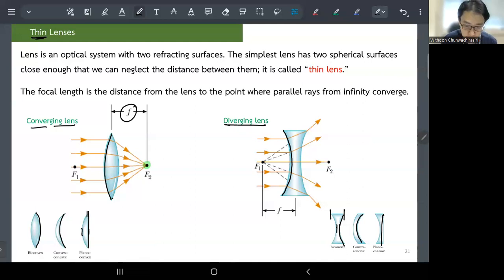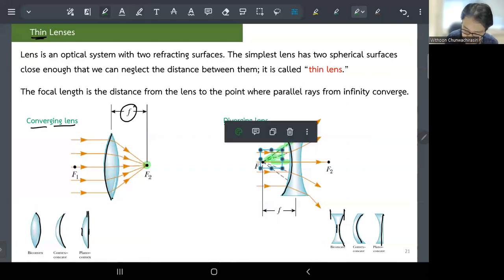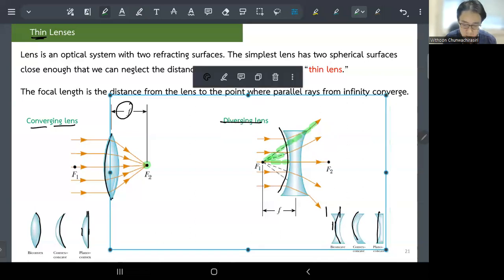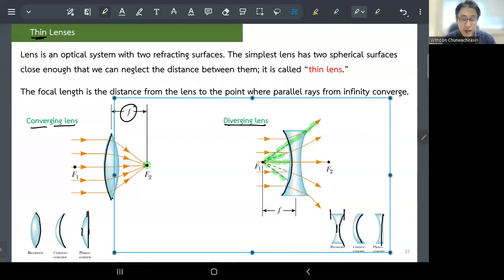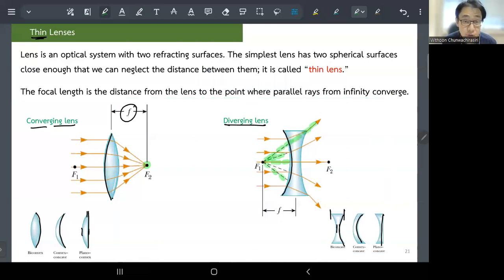So you do the same trick. What did you do? You extrapolate those rays backward here. Oh, what did I do? Yeah, you extrapolate backward, and they virtually cross in the front. So once again, you can name this your focal point, F1 over here, and its distance from the focal point to the lens, you can call the focal length. So the concept of the focal length is exactly the same.